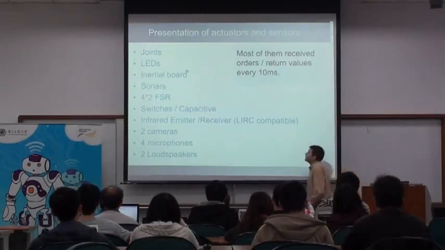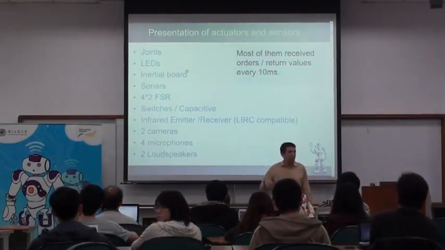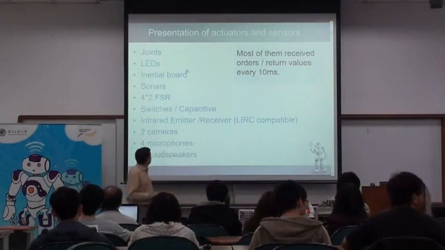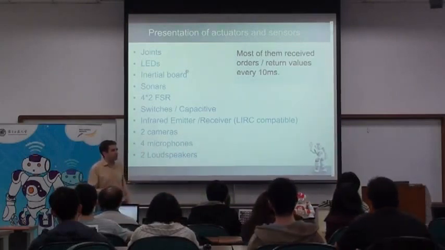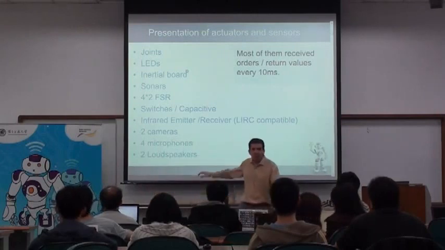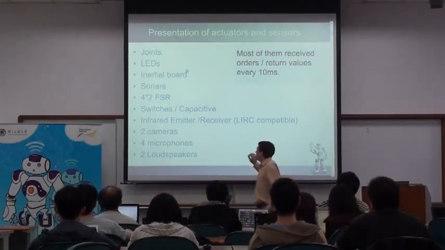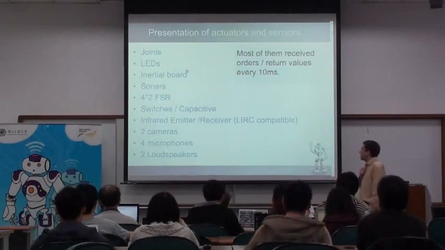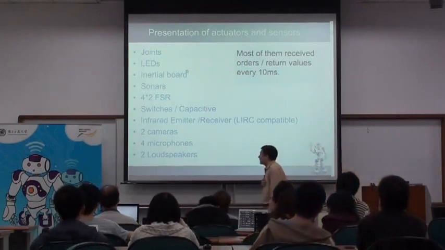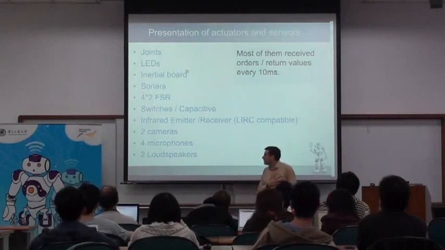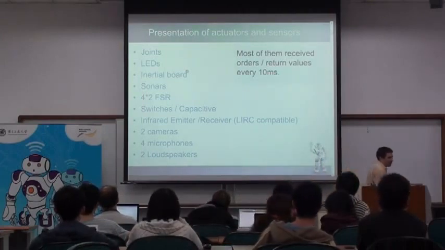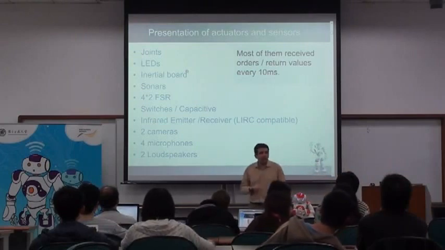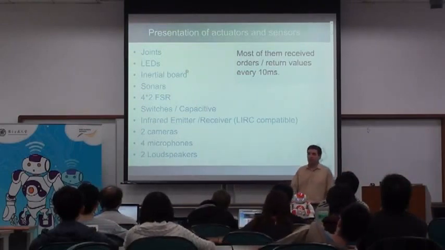For the sensors and actuators, that's a brief summary, we have some joints, some LEDs, one inertial board, some sonar, 4 or 8 FSR, which means force sensitive resistor. I will detail all of them later. Some switches, some buttons, and capacitive sensors also. And you have an infrared emitter and receiver, 2 cameras, 4 microphones, and finally 2 loudspeakers. For most of these sensors, you can get a value every 10 milliseconds. Mainly for the sonar it is every 100 milliseconds.